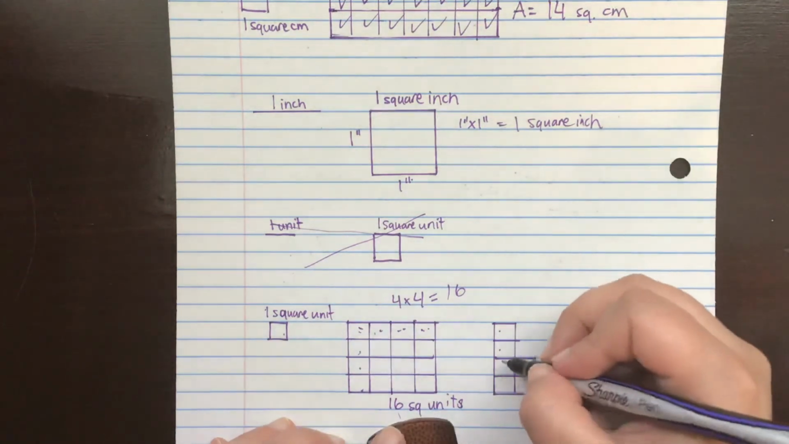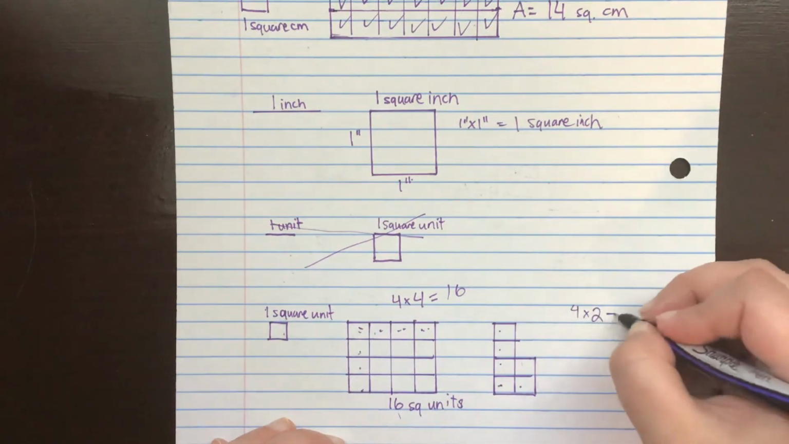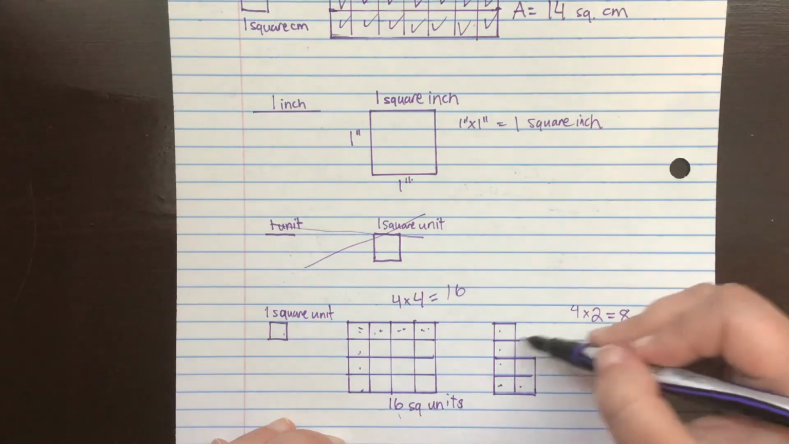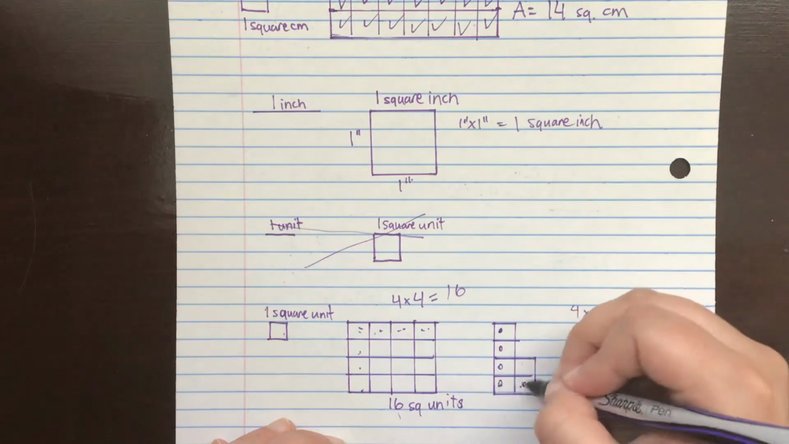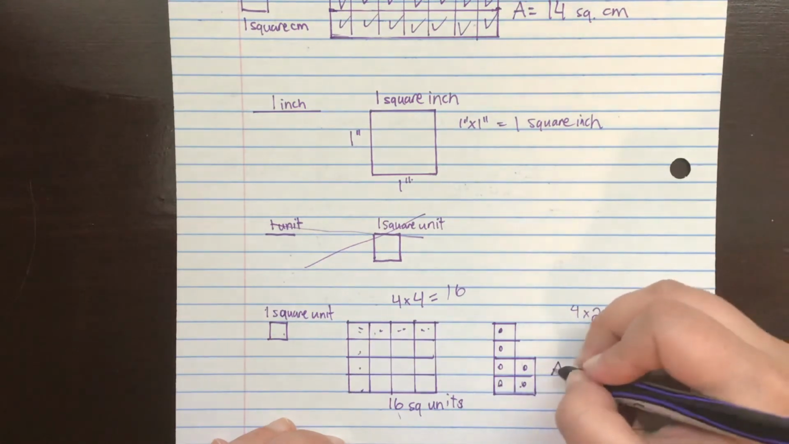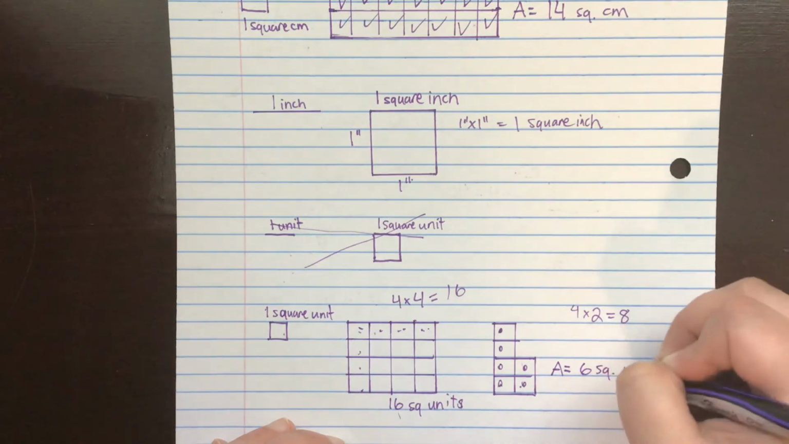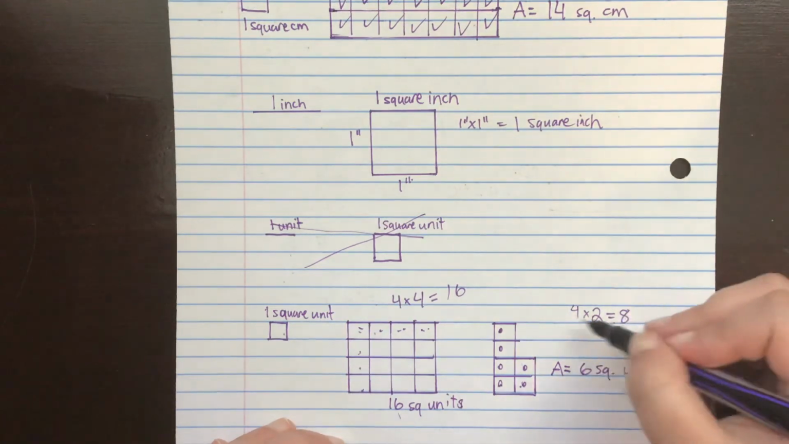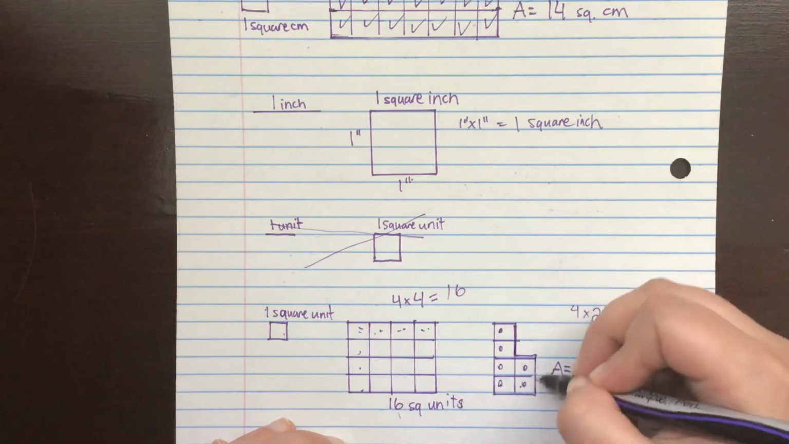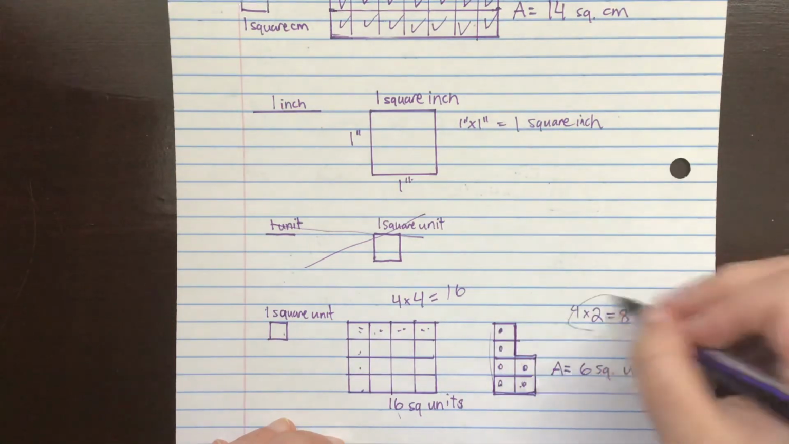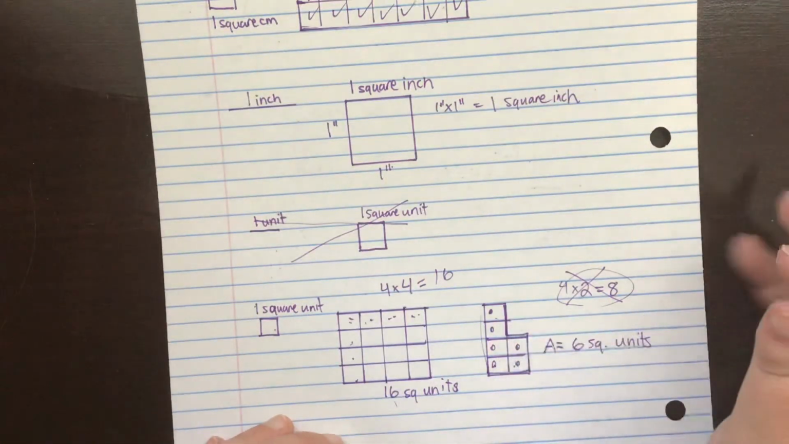Well, 1, 2, 3, 4 by 1, 2, 4 times 2 gives me 8. But uh-oh, there aren't 8 squares in here. There's 1, 2, 3, 4, 5, 6. So the area of this shape is 6 square units. And that is because this shape is an L weird shape. It's not a rectangle. If it was a rectangle, that would be the area. But because it's not a rectangle, we just got to count the dots.